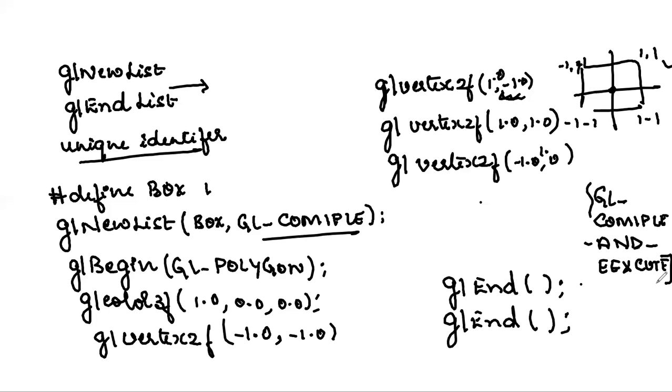Now, the next question is, how exactly are we going to call this? In order to call this, let us make use of glCallList, with capital C, capital L, and then use the name of the list. So that is our box. This calls the list box for us.